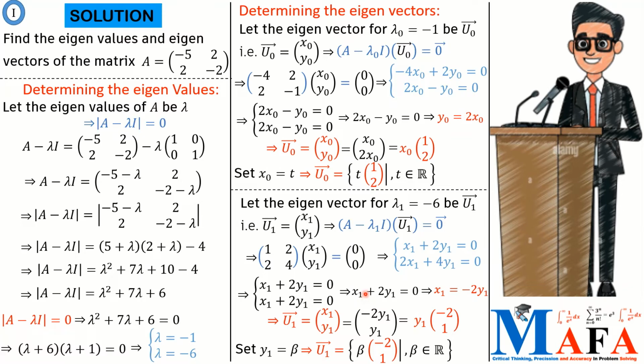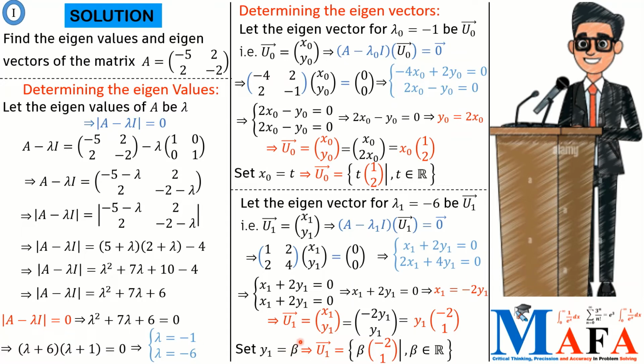It all depends on you, but I always hate to deal with fractions, so in this case I am going to express x1 in terms of y1. So from there we get x1 to be -2y1. Now we rewrite our eigenvector, replacing x1 with -2y1 and leaving y1 unchanged. Now factorizing y1 out, we get this. So we can conclude by setting maybe y1 to be another constant beta.